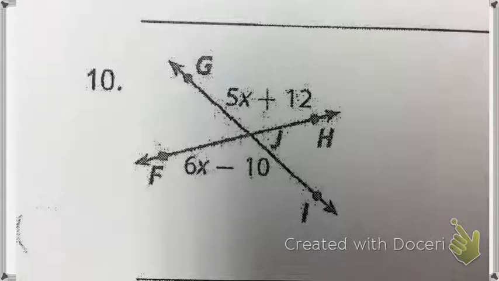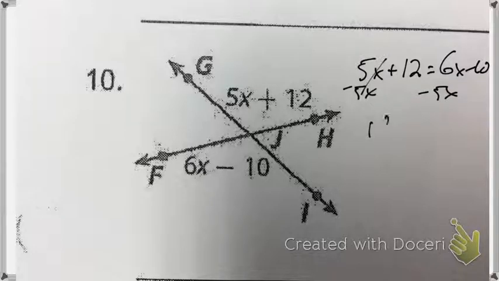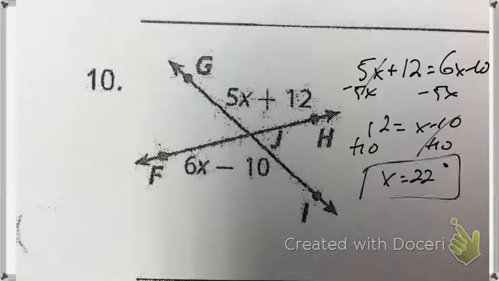Vertical. What's true about vertical angles? Yeah, so 5x plus 12 has to equal 6x minus 10. And then I'm going to fly through the algebra because you guys took an equations quiz already. You should be pretty good to go with your equations, I think. If not, you can see me for academic help. We can work on it a little further. So x is 22 degrees.